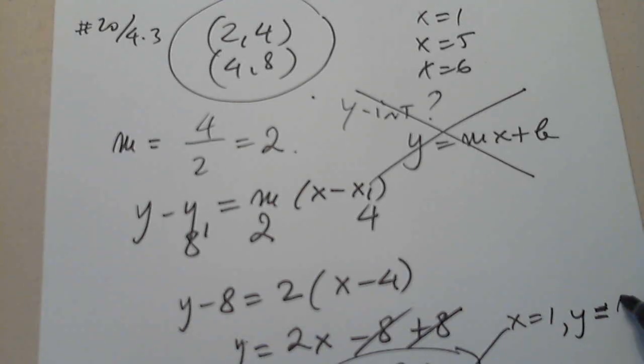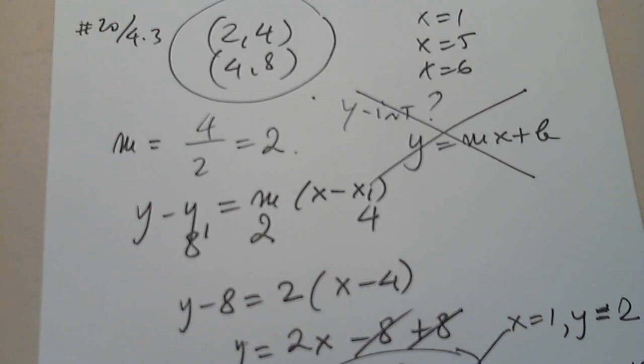2. Very good. When x is 5, y is? 10. Good. When x is 6, y is? 12. That's it. Perfect. 2, 10, and 12. So let's enter them. Here we have 2, here we have 10, and here we have 12. And we check and we move on. Good.